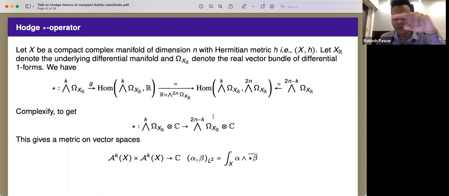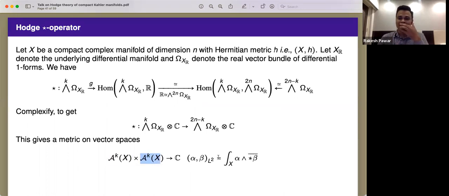Okay, now I complexify this. This is just the original star tensor with C. Now, if I put them together, on sections, if I evaluate the sections of this on X, I can define, using this star, a metric on these vector spaces.